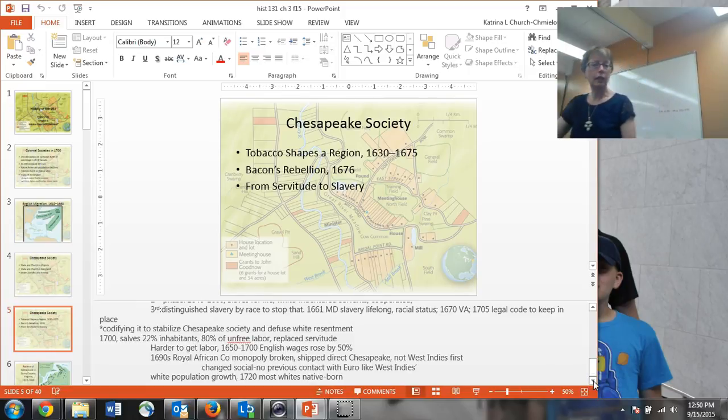So by 1700, 22% of the inhabitants were slaves, 80% of the unfree labor was replacing servitude. Okay? Also during this time, what began is it was harder to get indentured servants because the economy in Britain was actually getting better. So people weren't as willing to come over as they had been. Make sense?